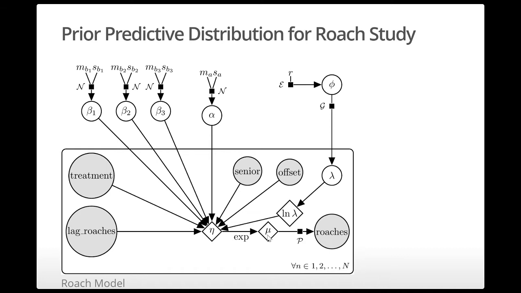Good. It is kind of difficult to think about what would be a reasonable prior standard deviation for something like this, in part because it's on log expected roaches caught.